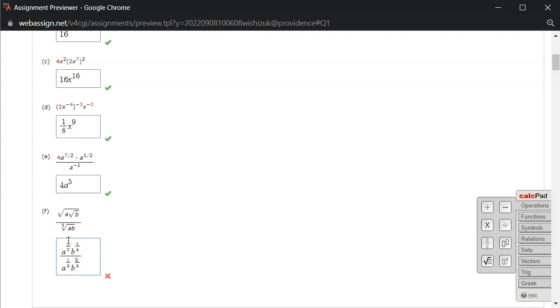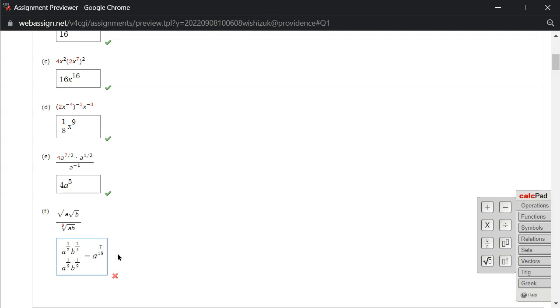So we have that. Then we can simplify here. You have a to the 1/2 divided by a to the 1/9 power, so it's 1/2 minus 1/9. 1/2 is the same thing as 9/18, and 1/9 is 2/18. So 9/18 minus 2/18 is going to be 7/18. So you're going to have a to the 7/18 power.